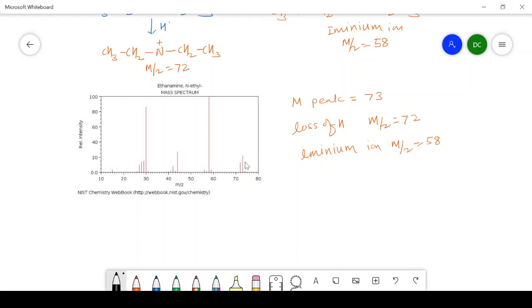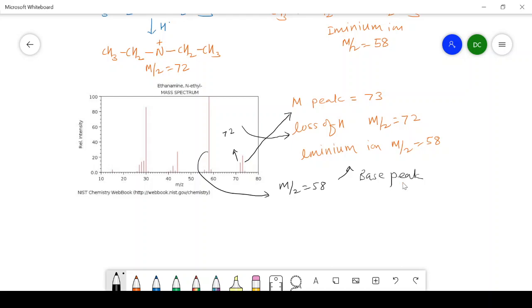Now find the peaks at the corresponding m/z values. This is the peak at m/z 73, that is, the molecular ion peak. Next to this, it has m/z value 72, due to the loss of hydrogen. And the peak near 60, that is the peak at m/z 58, is due to the iminium ion. In this case also, the iminium ion peak has the highest intensity, that's why it is the base peak.